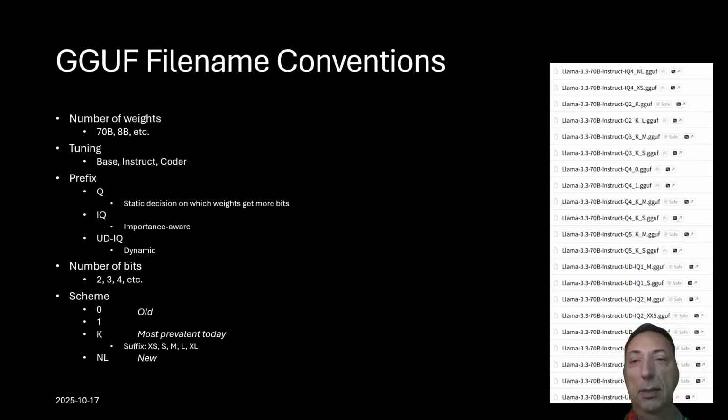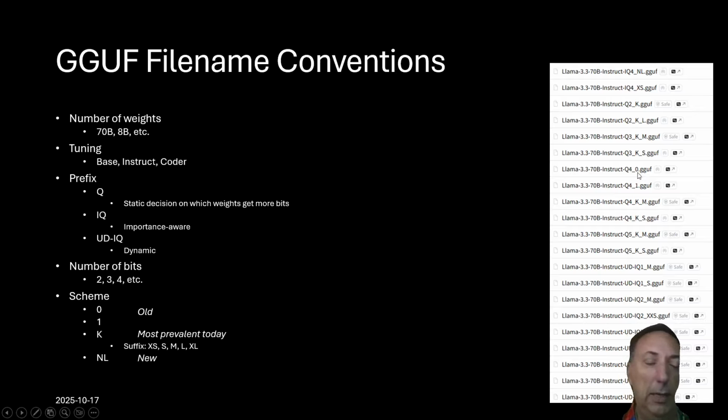So it's trained, fine tuned for carrying on a dialogue. And besides instruct and base, there are other fine tunings, like for coding. Then you have this prefix IQ versus Q versus UDIQ. Those are different classes of algorithms in terms of dynamic number of bits and scales and so forth. The thing after the Q is the number of bits, so 2 bits, 3 bits, 4 bits. And then you get into the different classes of algorithms.